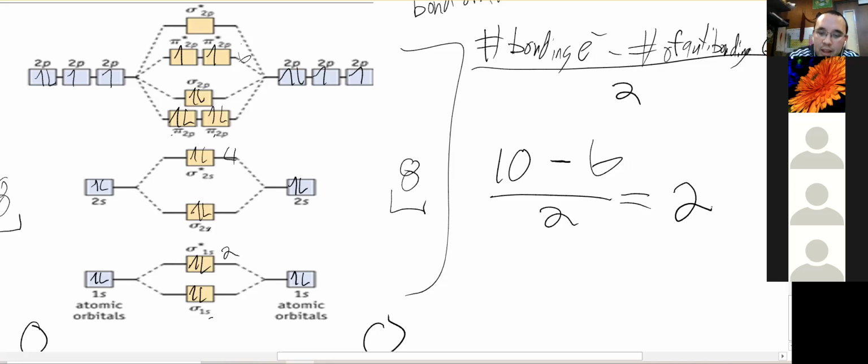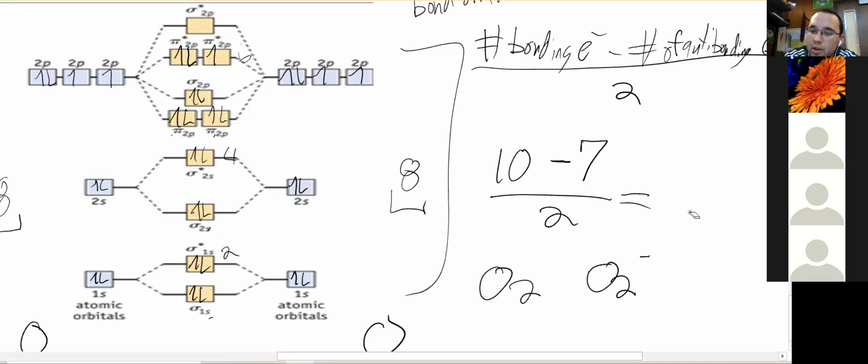Now let's say that instead of being O2, it was O2 minus. So we have one more electron in there, and that electron would go up here. That is going to update our bond order, because instead of being 6, we're now at 7. And so would our bond order increase or decrease?